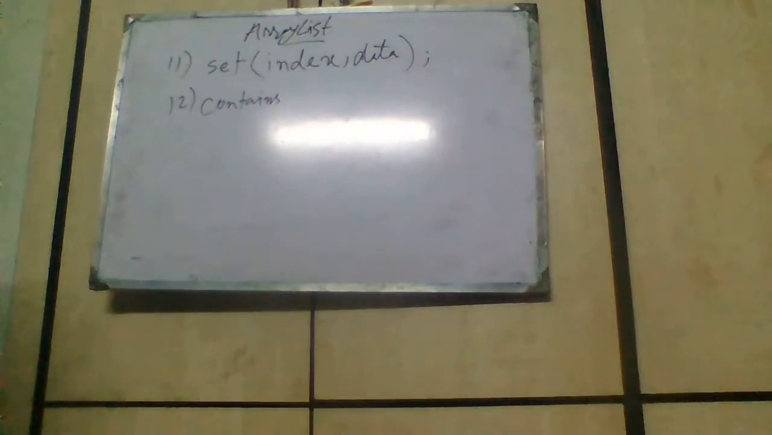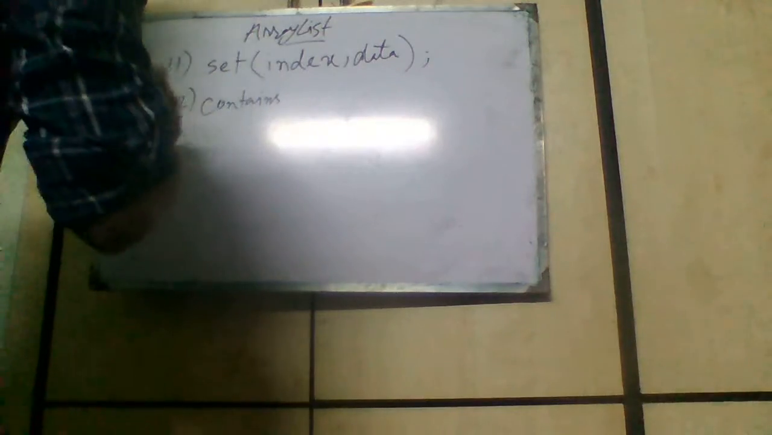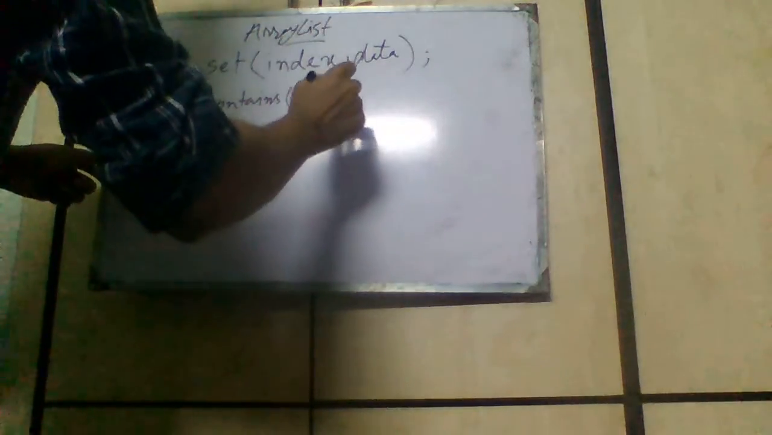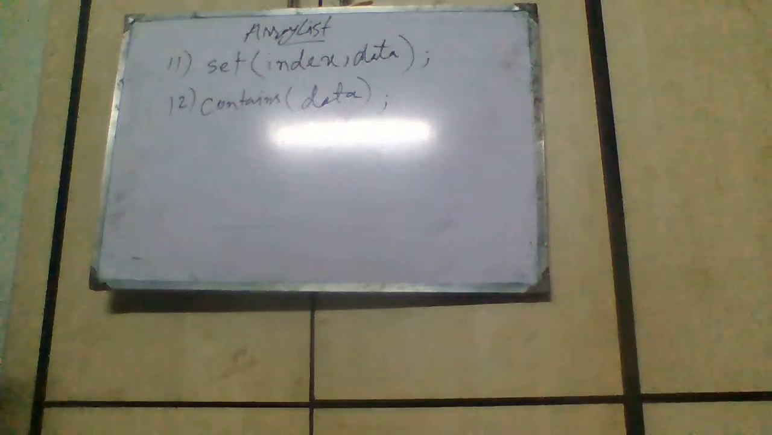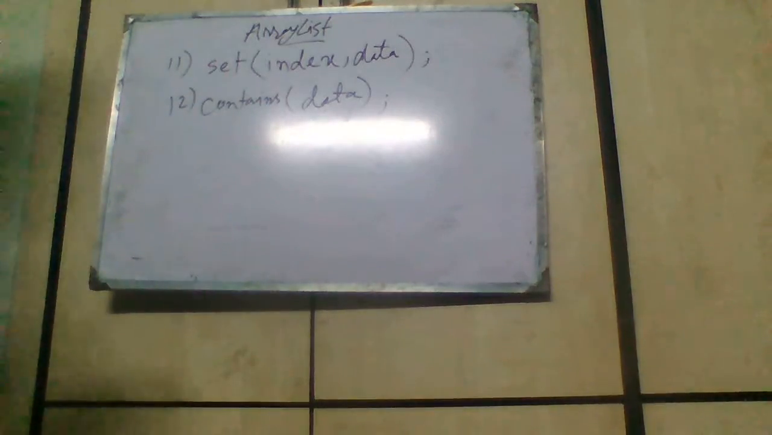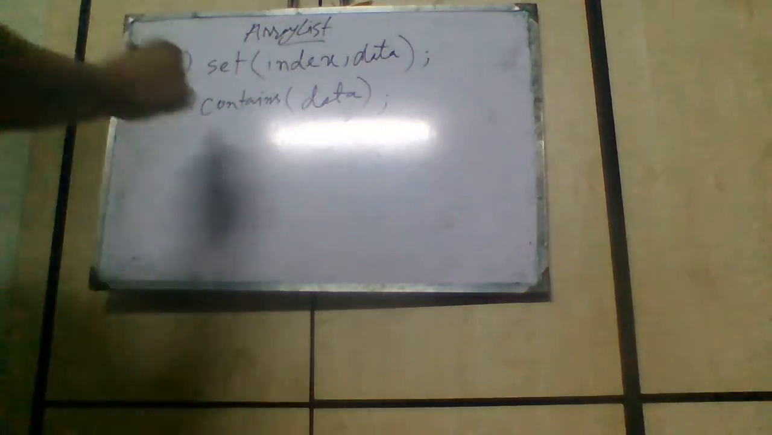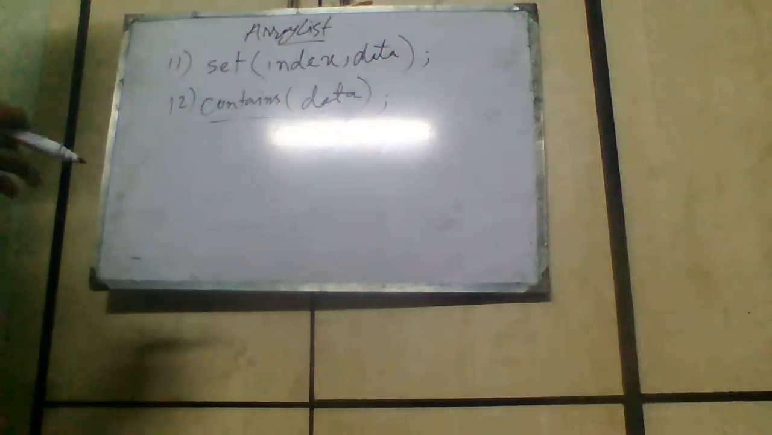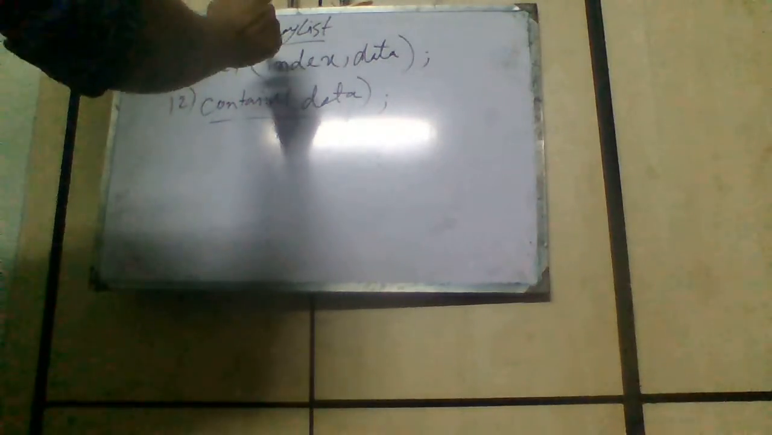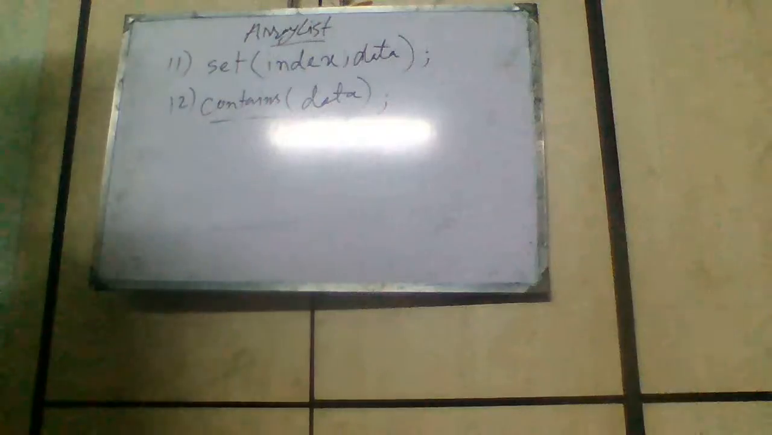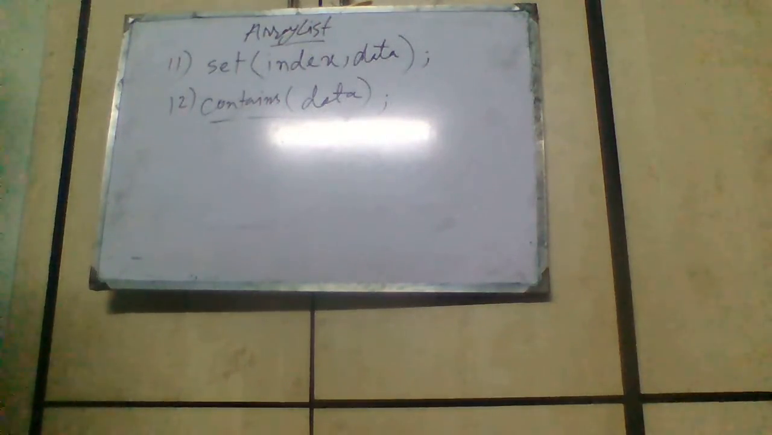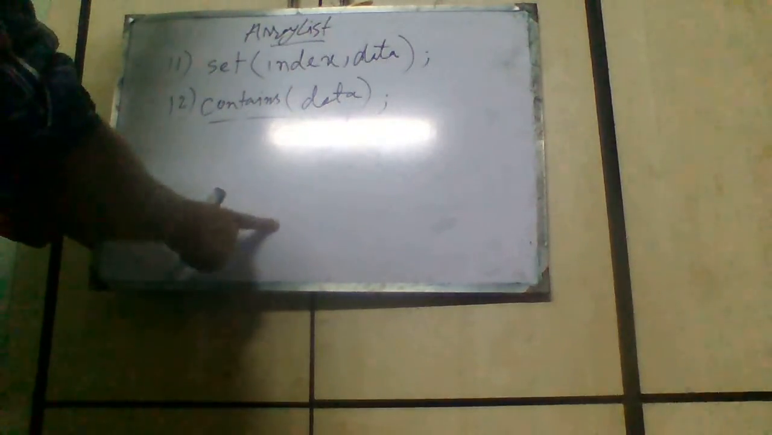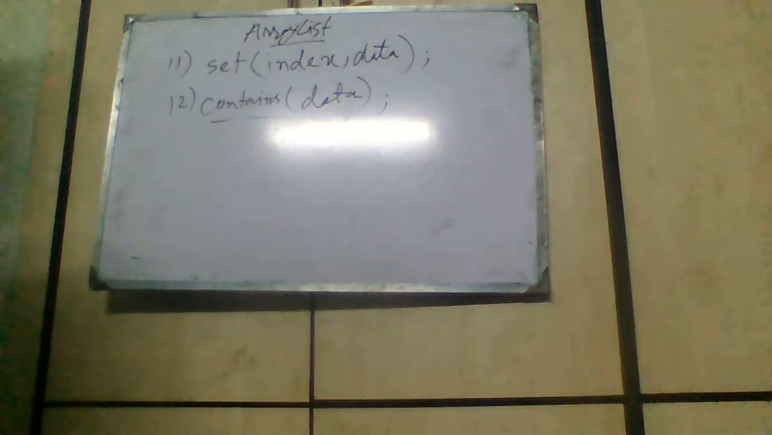Number 12 is contains, with data. If we want to check whether a specific object contains a specific value, then we can use this method. So here is the list of 12 methods that are used in ArrayList, and we will see all of the methods and use all of them practically from the next lecture.